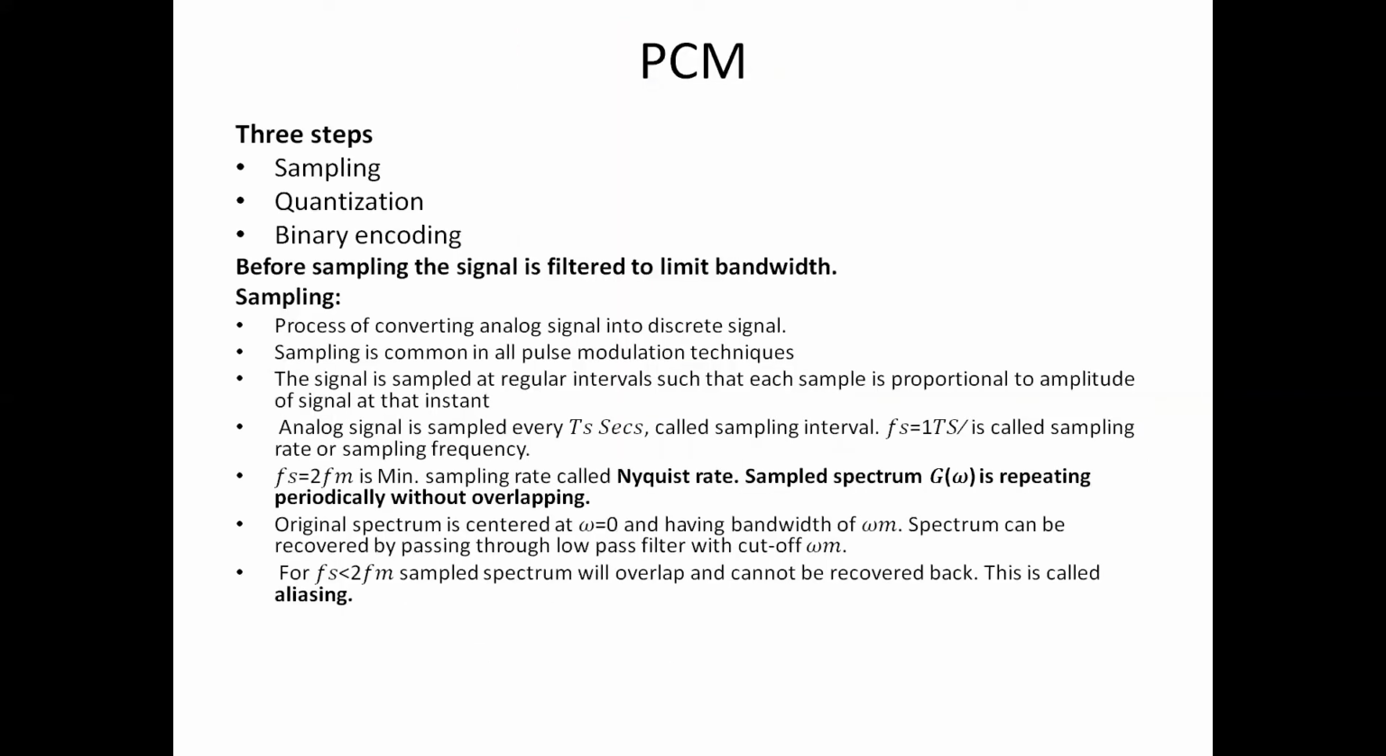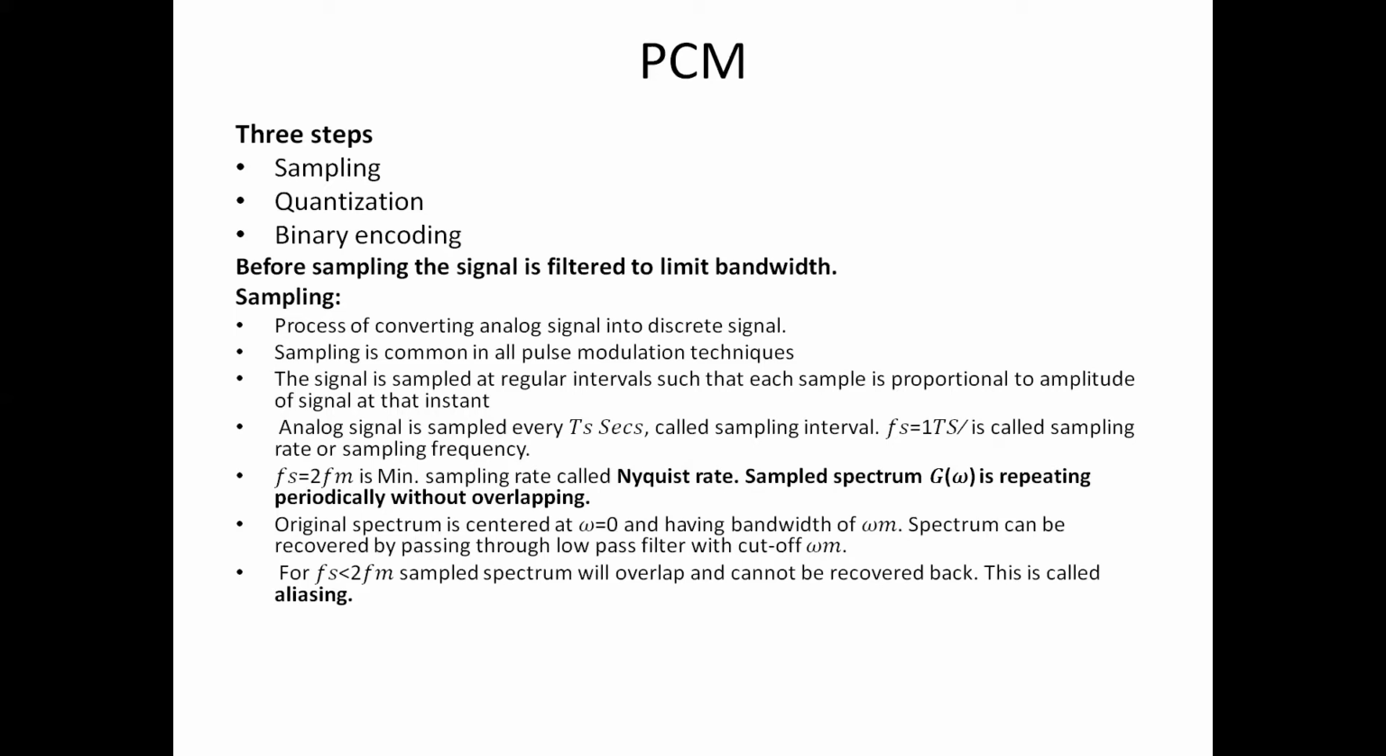Now, PCM is the most basic digital modulation technique, which involves three basic steps. First is sampling, second is quantization, and third is binary encoding. When all these three steps are completed, only then can an analog signal be said to have been converted into a digital one. Before sampling, the signal is filtered to limit bandwidth. Bandwidth plays a very important role because it might result in distortion in the output digital signal that is generated before or after transmission. Now what is sampling?